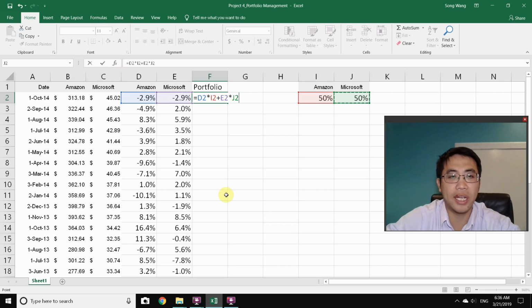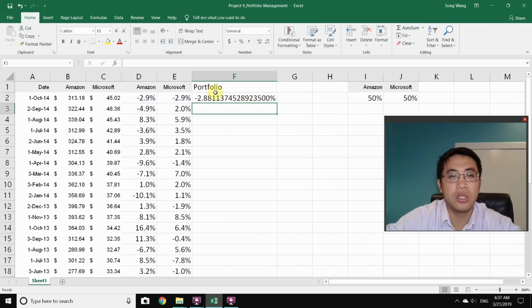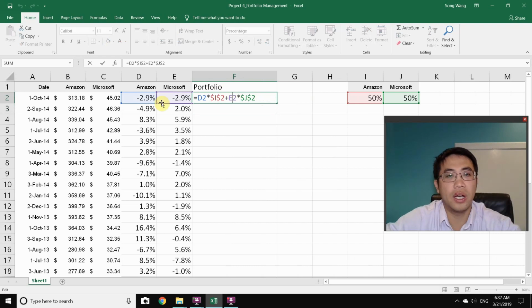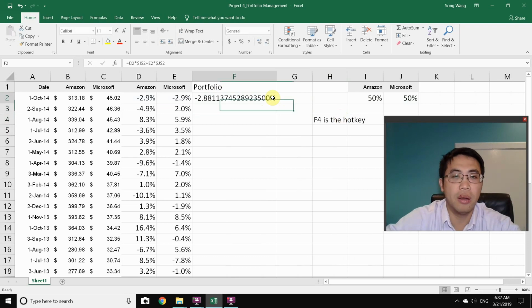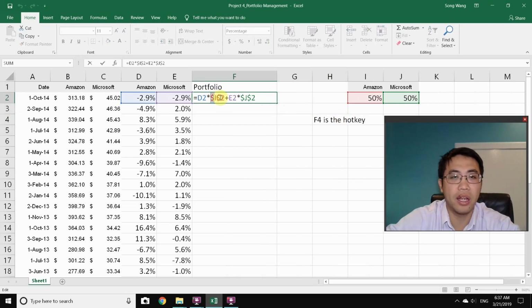Since I'm going to drag it all the way down, I will shift the returns for different periods, but I will not shift the weights. I want to keep using the two cells here and here. So I'm going to lock the two cells where I put the weights, so when I drag it down, those cells will be kept locked. What I did there is hit the hotkey F4. Okay, F4 is the hotkey. Or you can just manually type the $ sign in front of the letter and the row number.